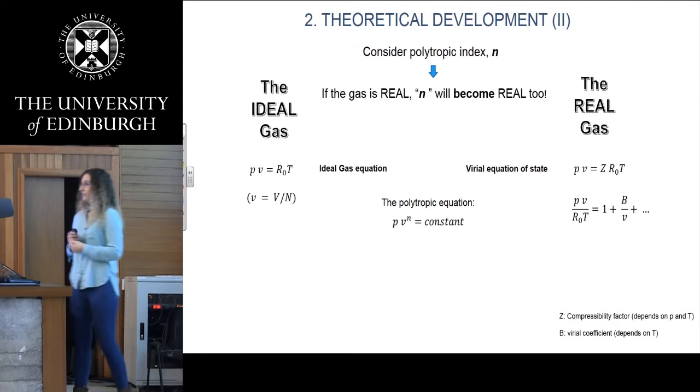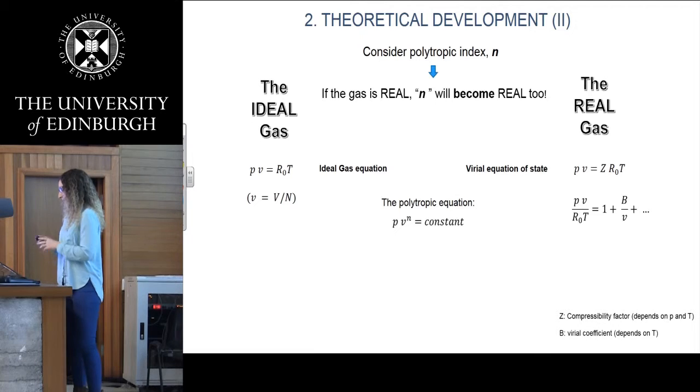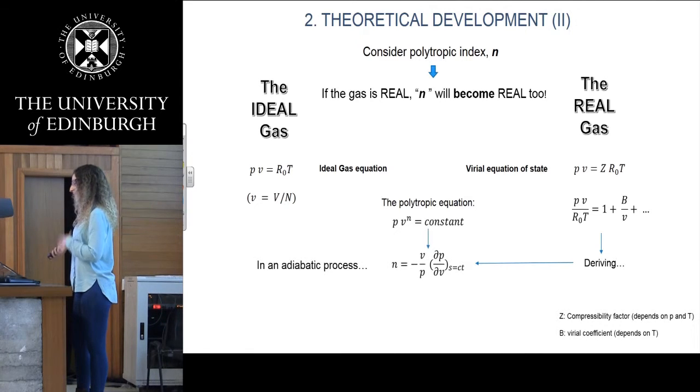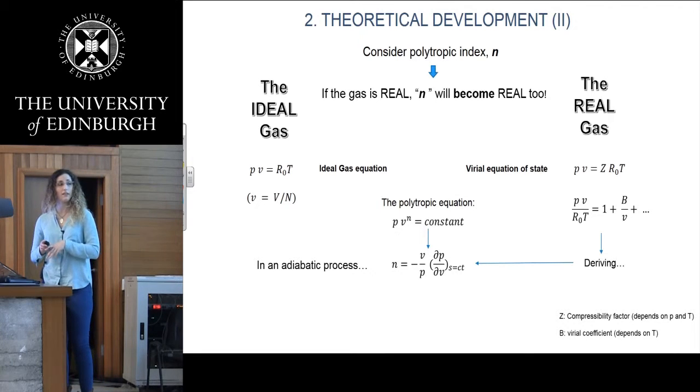But both ideal and real gas have in common the polytropic equation, as we saw before. So, deriving the virial equation of state for the real gas and taking into account the polytropic equation, we have in general this expression of the polytropic index n, that is general for an adiabatic process. The gas can be real or ideal.